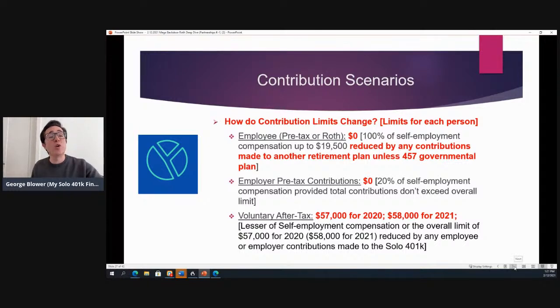And so one of the key takeaways here is that each person could make that $57,000 or $58,000 contribution, because we're assuming that each person is participating in the plan and each person has $100,000 of self-employment compensation that each person reports.